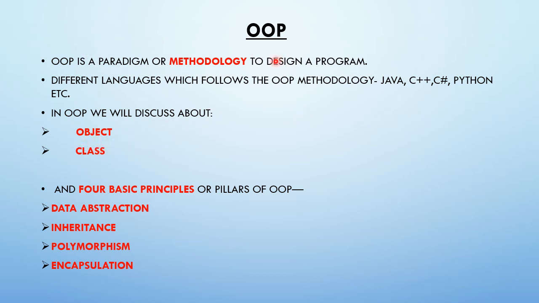So why are these languages called object-oriented programming languages? Because they follow the object-oriented features. That's why these are object-oriented programming languages. So we will start with objects and class. Along with object and class, we will discuss 4 basic principles or 4 pillars of OOP. What are these pillars? Data abstraction, inheritance, polymorphism, and encapsulation. And we will discuss one by one.